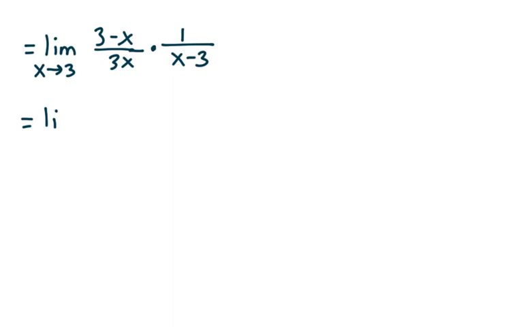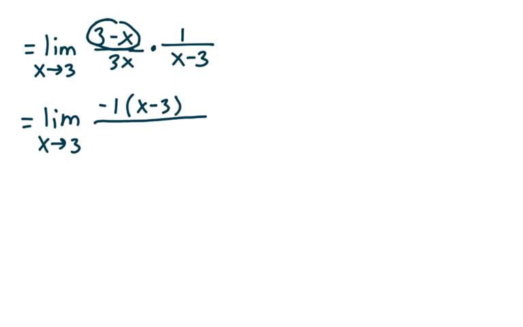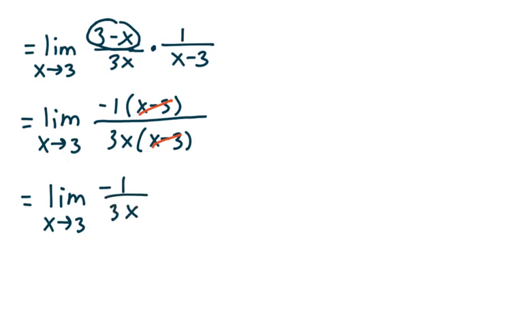And so this is the limit as x goes to 3 of. Now, for this 3 minus x, I'm going to factor out a negative 1. And when I do, I get x minus 3 in parentheses. In the denominator, I get 3x times x minus 3. It's a really, really nice question. And then these x minus 3's cancel. And what we have is the limit as x goes to 3 of negative 1 over 3x. By direct substitution, we get negative 1 over 3 times 3. So the answer to example 8 is negative 1 over 9.